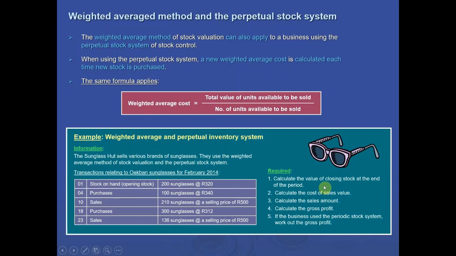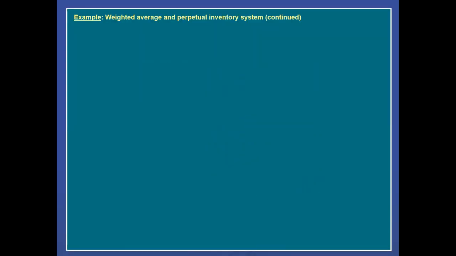We first have to calculate the value of the closing stock at the end of the period. Then we have to calculate also the cost of sales value, the sales amount, the gross profit, and if the business uses the periodic stock system, we also have to work out the gross profit. So first let's calculate the value of the closing stock at the end of the period.